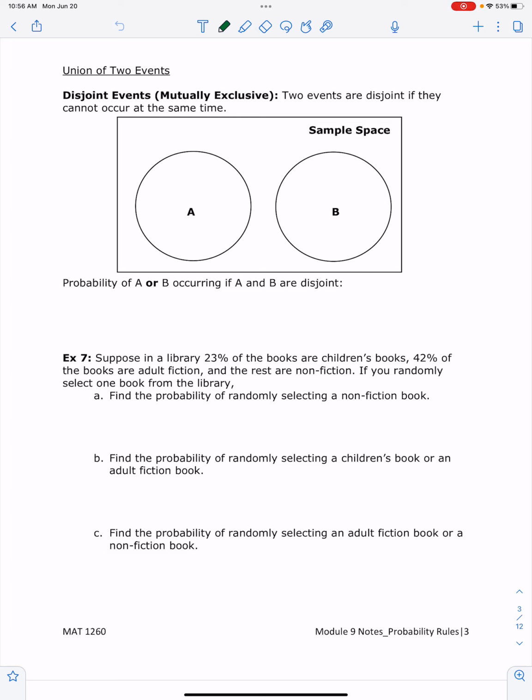So here are the Module 9 probability rule notes. This is page 3. We're going to jump around here a little bit and see if we can make this make sense for you. So we are going to talk about disjoint events or mutually exclusive, which are two events that cannot happen at the same time. And so I am going to color code this diagram based on what we see in example 7, and then we are going to use that to create the equation right under the diagram.